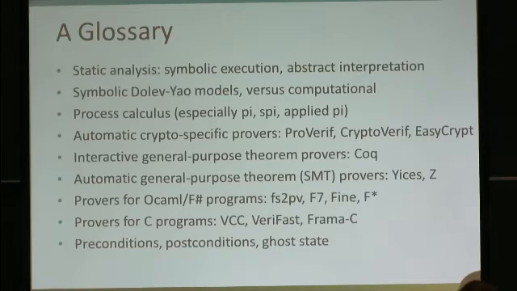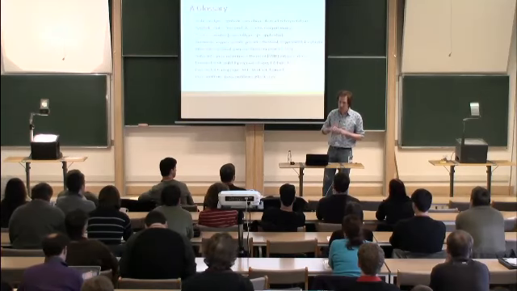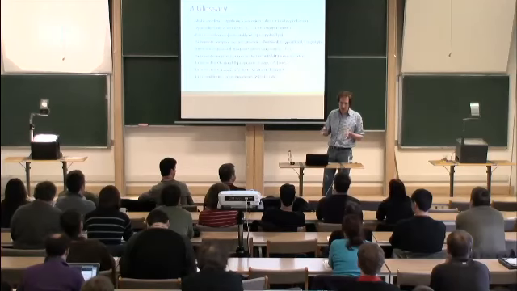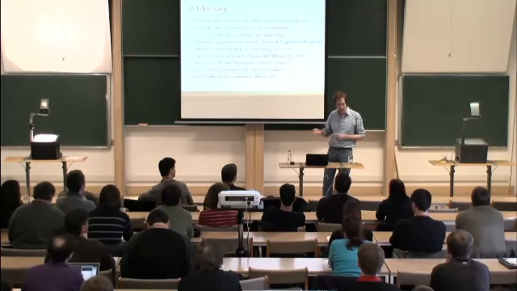Symbolic versus computational. Since this is a workshop on cryptography, you probably are aware of this, but I'll just briefly say it. In the cryptographic community, there's a range of computational ways of reasoning about cryptographic protocols, where one thinks about the attacker as being a polynomial-bounded probabilistic Turing machine, and the protocol is under their control.